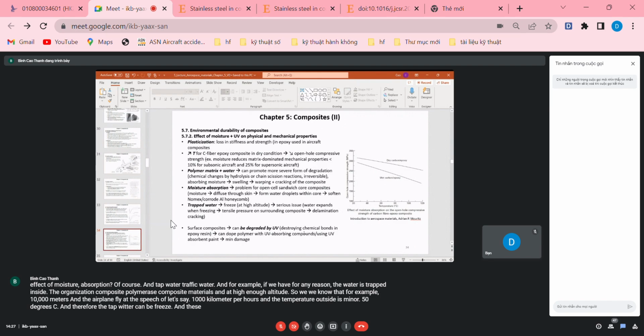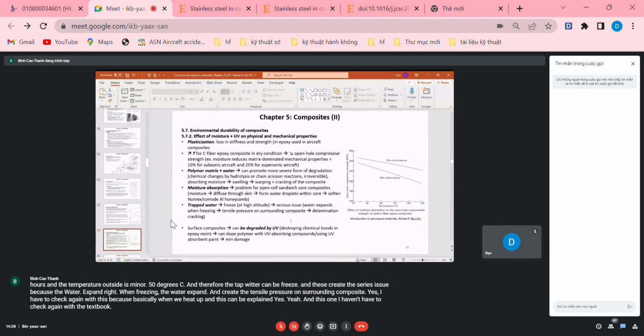And this creates a serious issue because the water expands. When freezing, the water expands and creates a tensile pressure on the surrounding composite. Yes, I have to check again with this, because basically when we heat up, this can expand. Yes. Yeah, and this one I have to check again with the textbook.